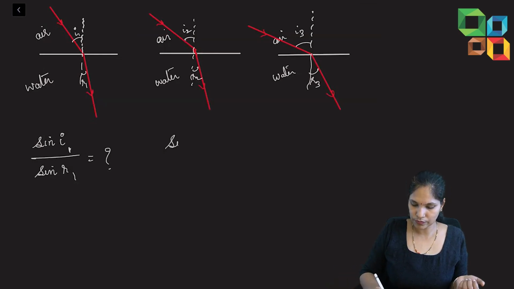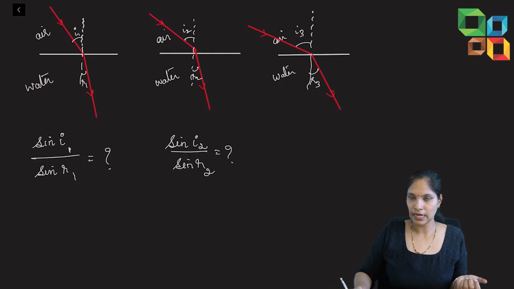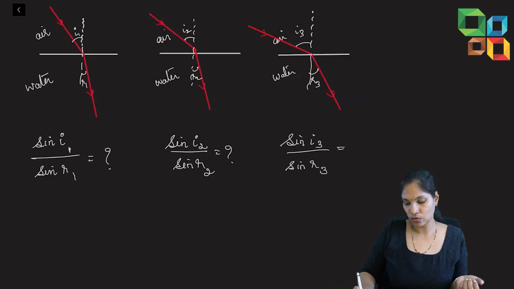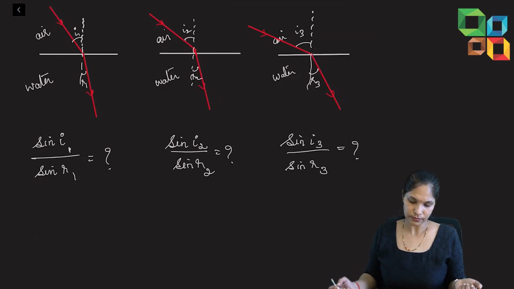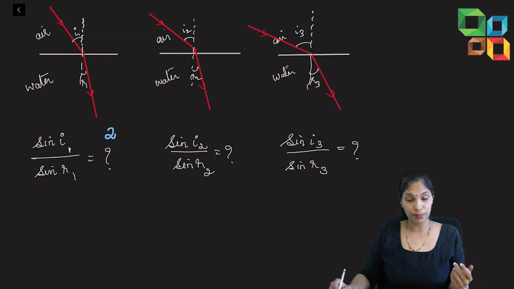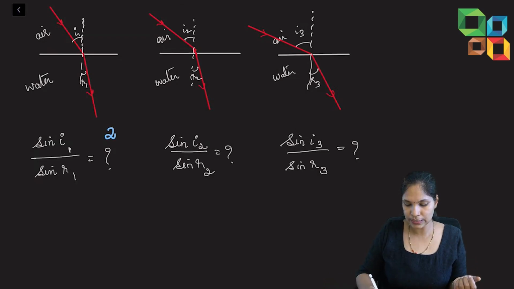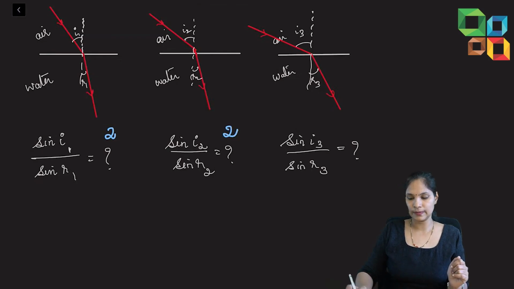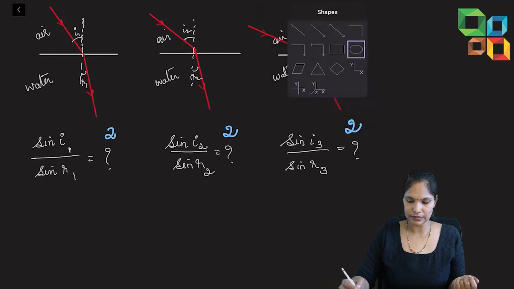In the second case also, if I try to find sin I2 divided by sin R2, I get a constant. What constant? I do not know that. Sin I3 divided by sin R3 again is a constant. What constant? I do not know that. Okay, let me say roughly I find this value, and let me say that value is equal to 2. Surprisingly, when you take the ratio in the second case also, you will get 2 only. In the third case also, you'll get 2 only. So what is special in this then?